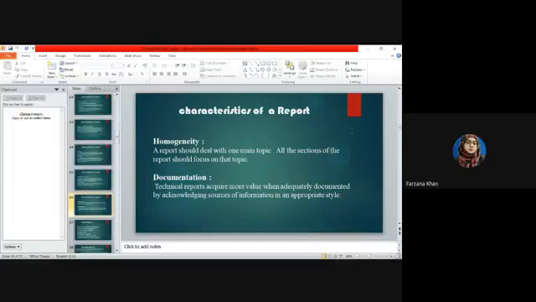Documentation: a technical report or business report acquires more value when adequately documented, because it gives a non-verbal message to other person. It also brings clarity. So documentation is very important for your report, and you will document your report according to the format which is given to you by your organization.